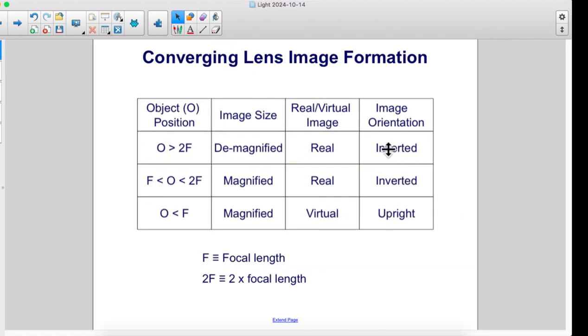Here is a summary chart showing all of the results from having the object at different positions. So you can see that if the object's very far away, more than twice the focal length, it will be smaller, otherwise it will be larger. If the object is inside of the focal point, it will be virtual and upright, otherwise it will be real and inverted.